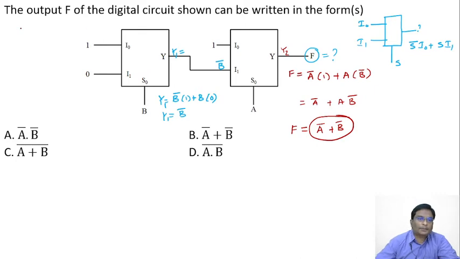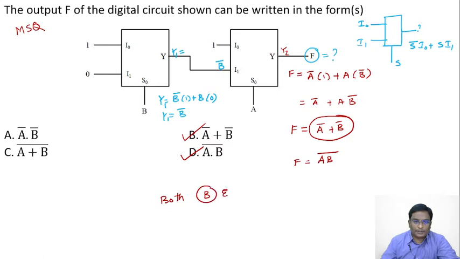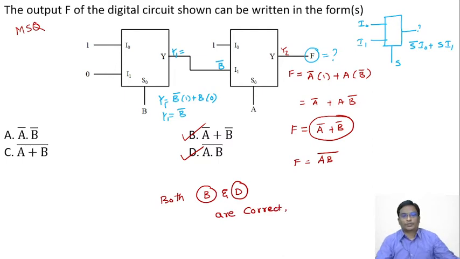This is an MSQ question, multiple select. F equal to A bar plus B bar, this is right. Similarly, you can also apply De Morgan's law. It can also be written as (AB) bar. Option D is also right. Both options B and D are correct. It's an MSQ question, a multiple select question. Right. Let's move on to the next question.